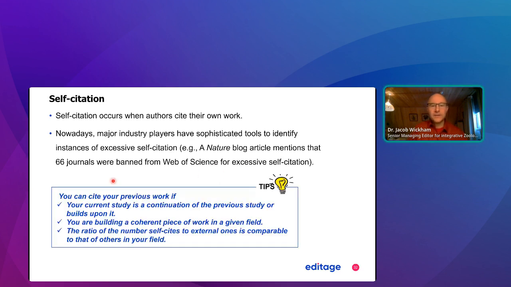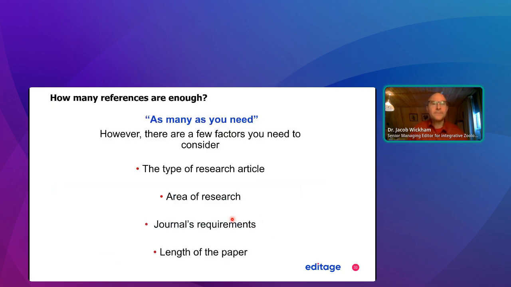So cite your previous work only if your current study is a continuation of the previous study or builds upon it, or if you're trying to build a coherent piece of work in a given field, and your ratio of self-cites to external ones is comparable to that of others in your field. So usually 10% is a good rule of thumb.